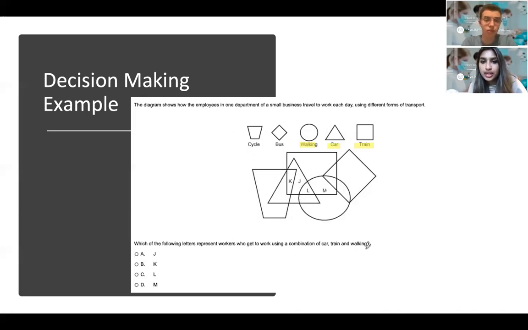Lastly, we'll look at walking. As we can see, walking is a circular shape. So we have to see which letter out of K, J, and L is encompassed by the triangle, the square, and the circle. And as we can see, L is the only letter that is encompassed by all three shapes. So the answer here is C. L is the employee that takes car, train, and walking as modes of transport.